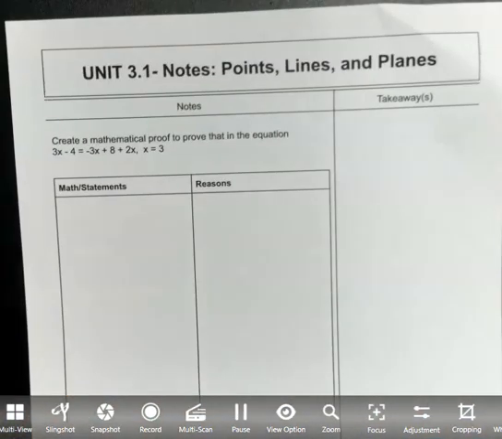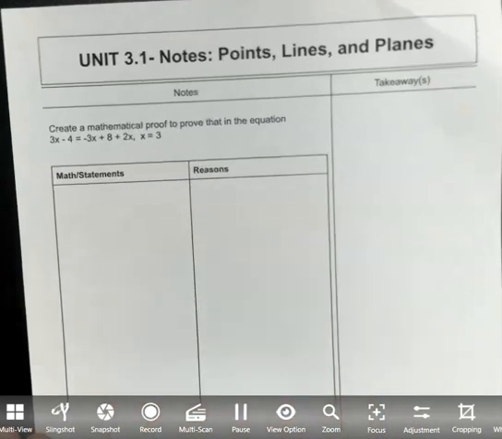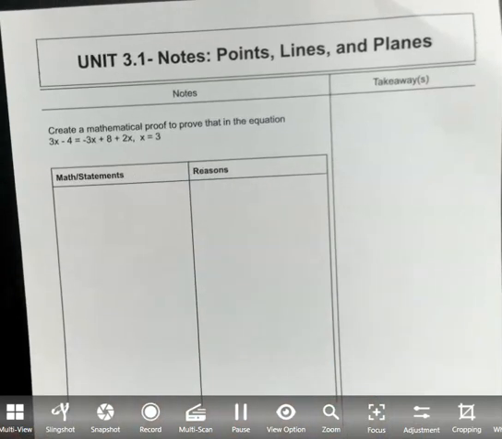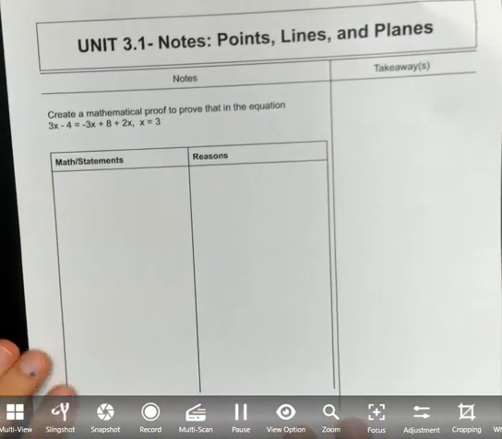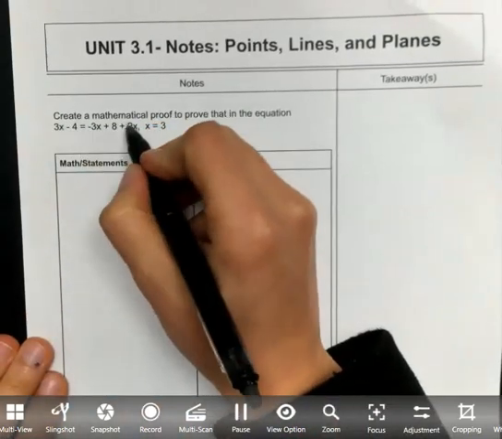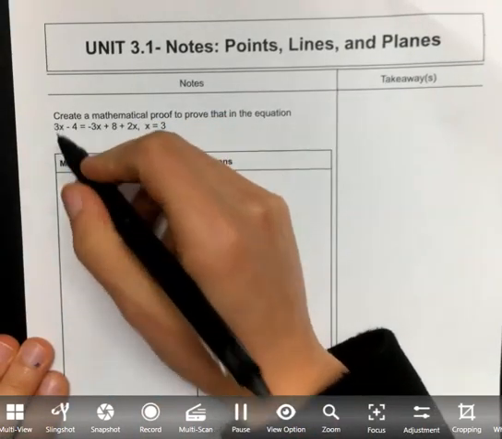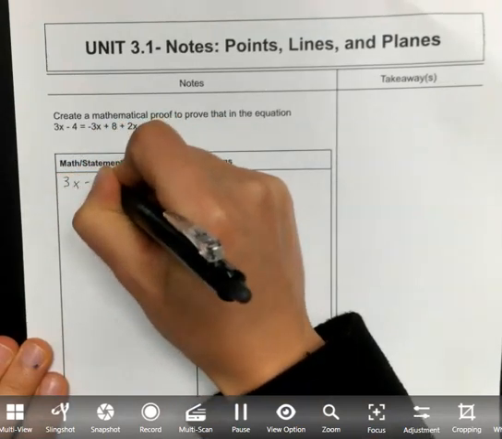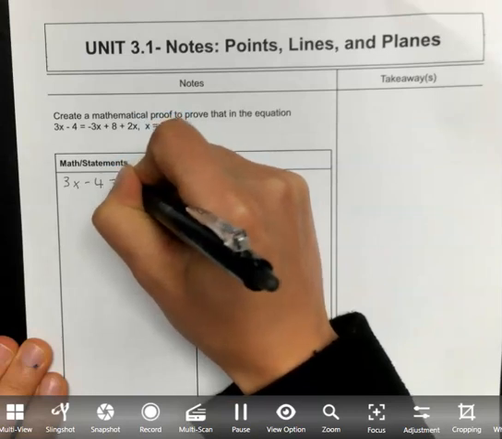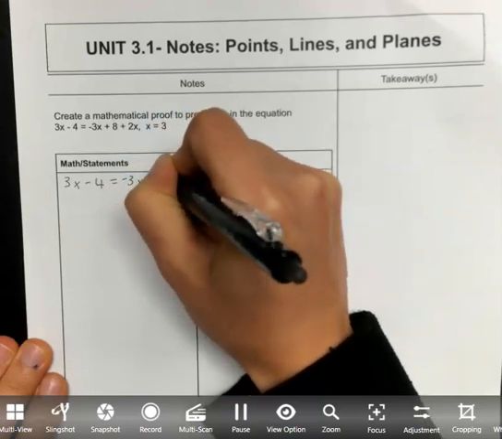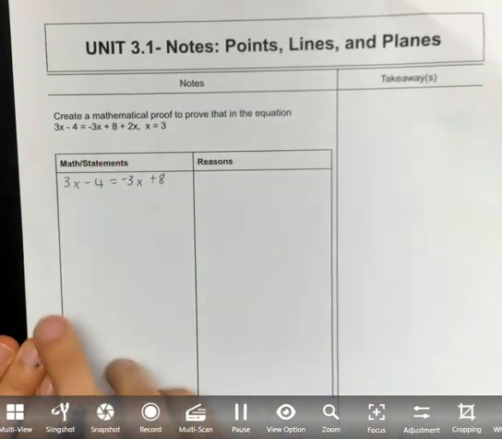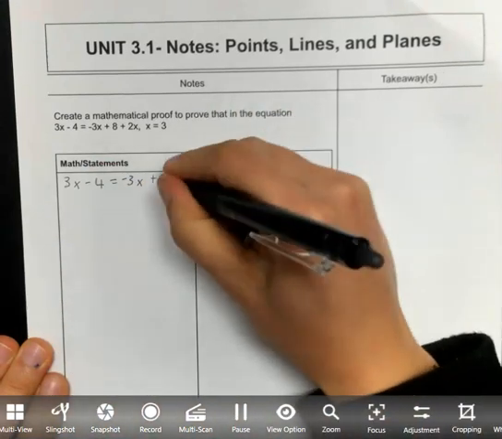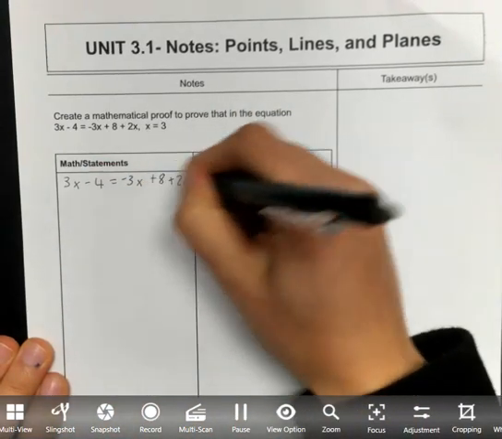Last one. All right, on this last proof, it's all blank, which means nobody's telling me what steps I have to do. I get to decide. So first thing I'm going to do is write down my equation. And I'm going to write it exactly the way I see. Oh, plus 2x right there. And then I'm going to say that was given to me.